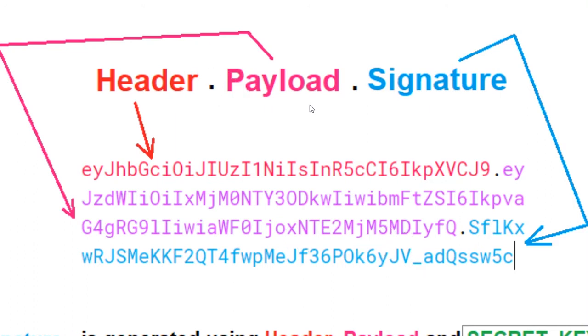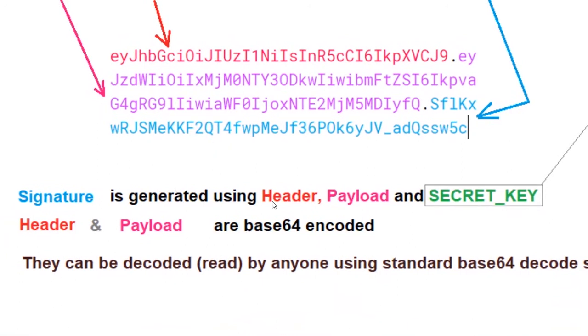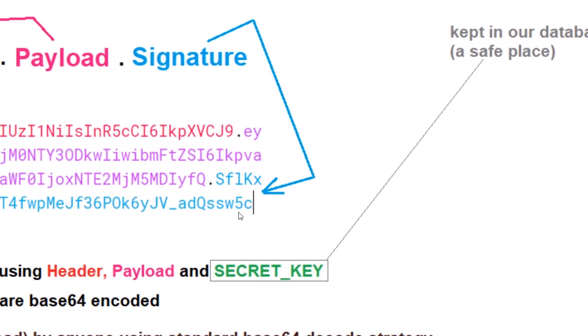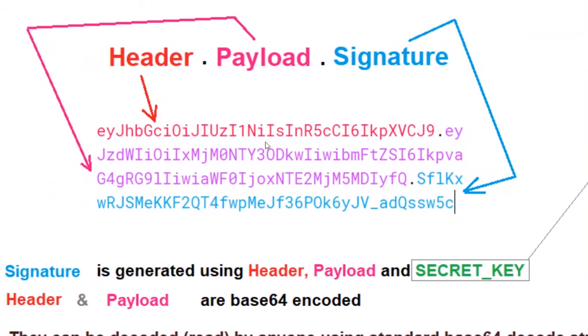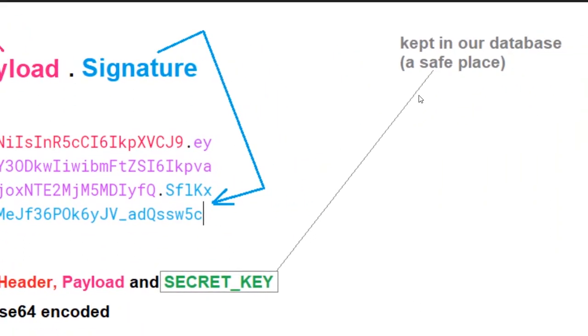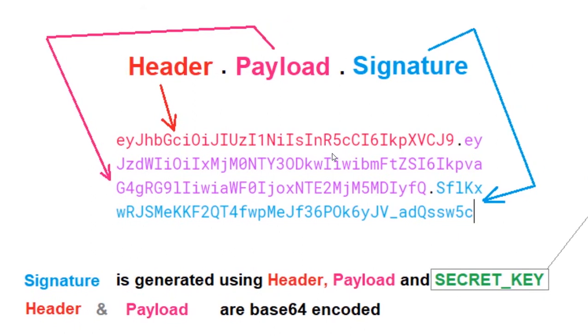So these two are the period symbols, like they are over here. Next thing to note down here is the signature is generated using the header, the payload, and a secret key. Now what is the secret key I just introduced? It's just a random set of alphabets, somewhat like a header, that is randomly created by you and kept in a safe place so that nobody else can access it. Like it can be kept in our database also.